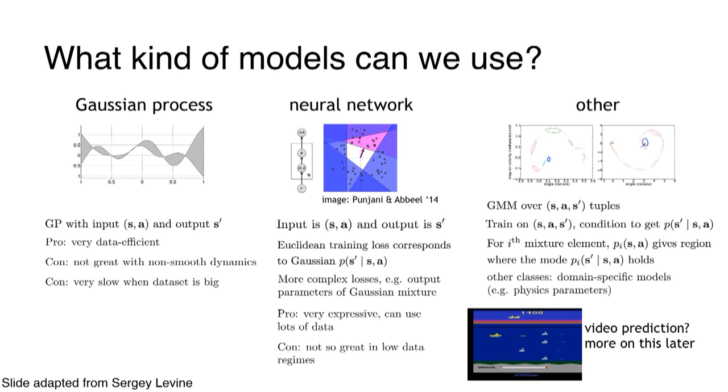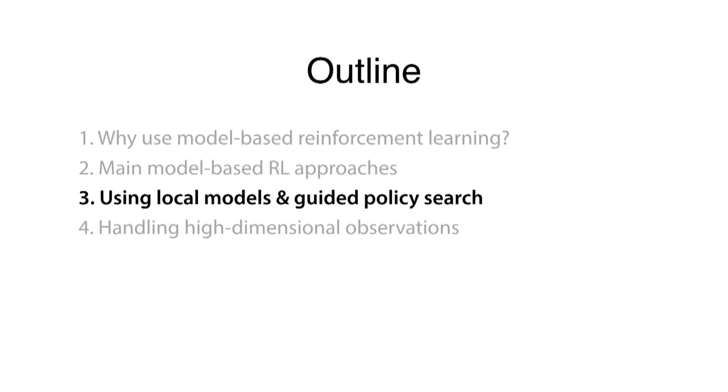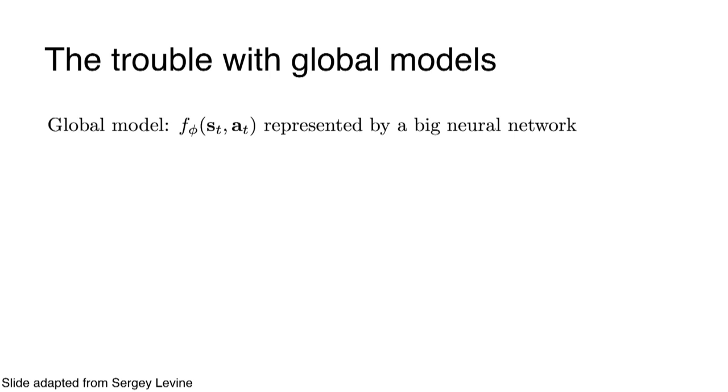Okay. So I just covered some of the main model-based reinforcement learning approaches. Next, I'll be talking about an approach using local models. So thus far we've been learning a global model. A global model is basically where f is represented by some big neural network. It could also be a GP or something like that, like I mentioned before.